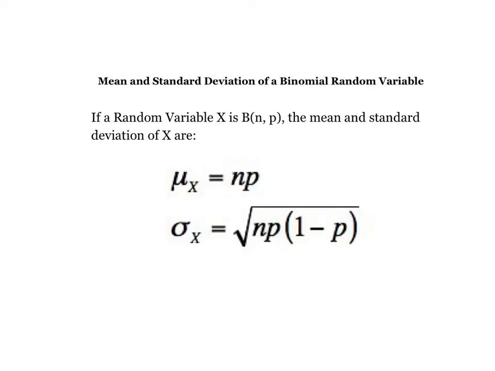So we know that the mean and standard deviation of a binomial random variable are as follows. We denote a binomial distribution by a capital B with n and p in parentheses. That means the distribution is a binomial with n trials and p the probability of success. The mean of a binomial random variable is n times p, and the standard deviation of a binomial random variable x is n times p times 1 minus p, and then we take the square root of that.